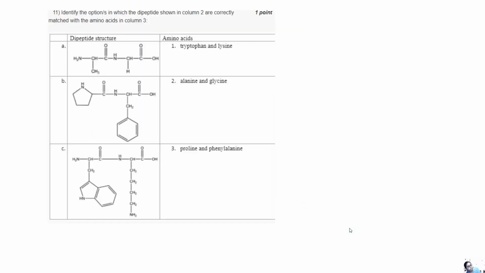Okay, moving on to the next question for today. Identify the options in which the dipeptides shown in column 2 are correctly matched with the amino acids in column 3. So you have three options. You have to match and pair.